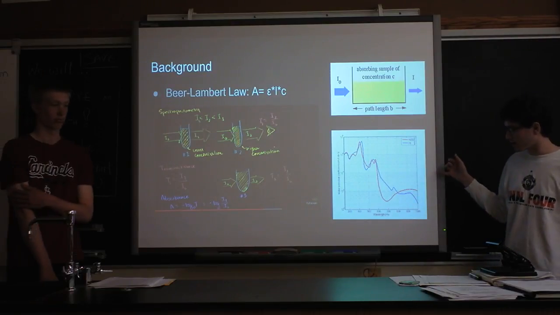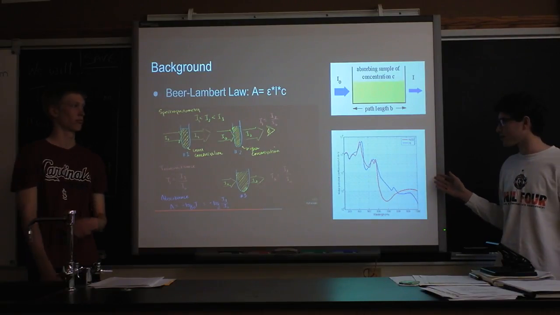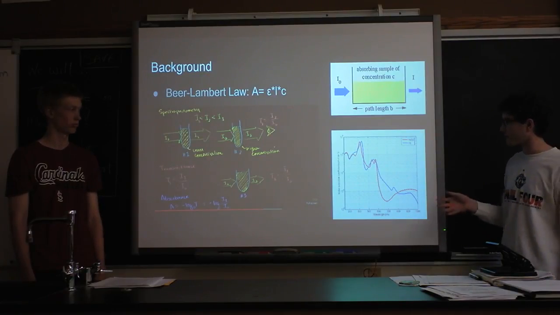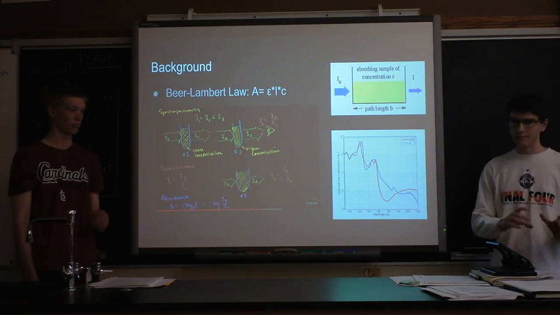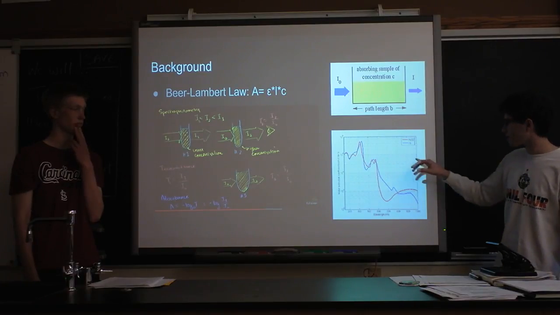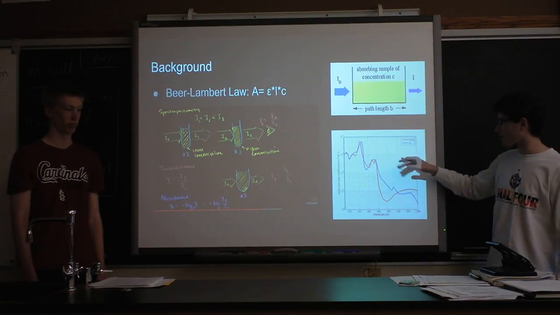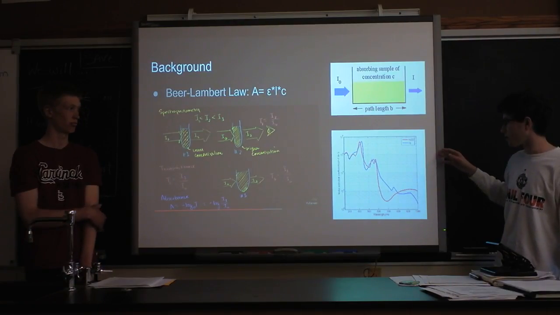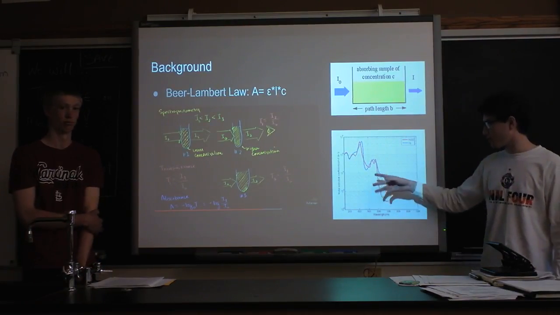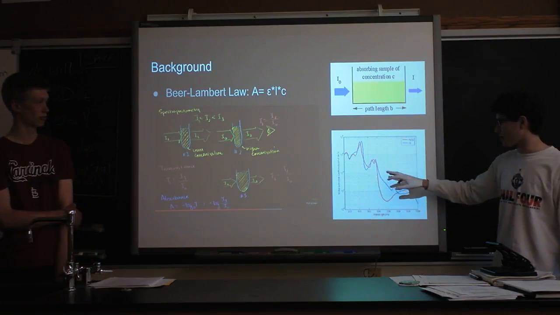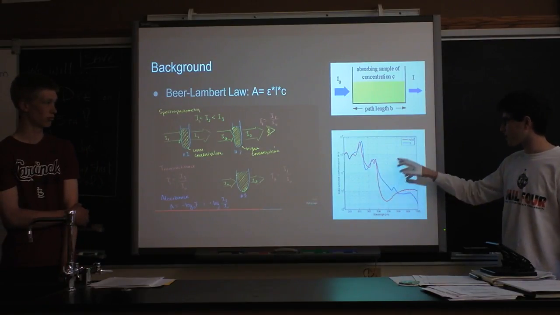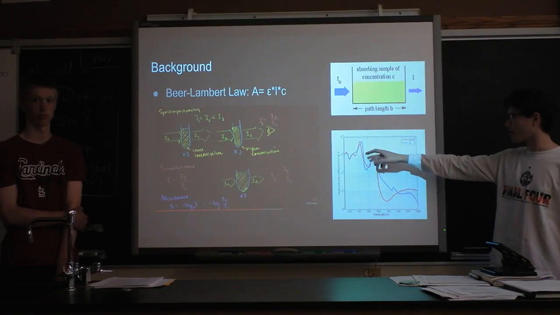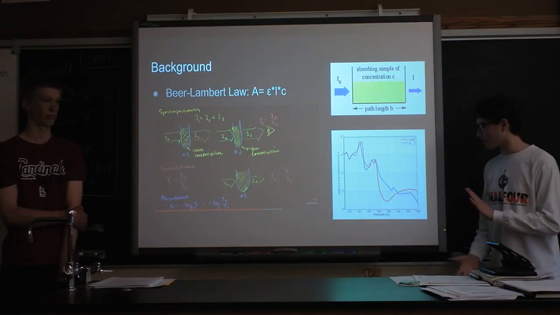Also, some additional background: all substances, compounds, molecules, and atoms absorb light differently. They have different spectra, so they'll absorb different wavelengths of light in different ways. Here we have a spectra plotted for the absorption of hemoglobin and of oxyhemoglobin. You can see that there are peaks specific to the oxyhemoglobin around here and here, which we'll talk about later, as well as a peak here which is not specific to the oxyhemoglobin, which we'll also talk about later.